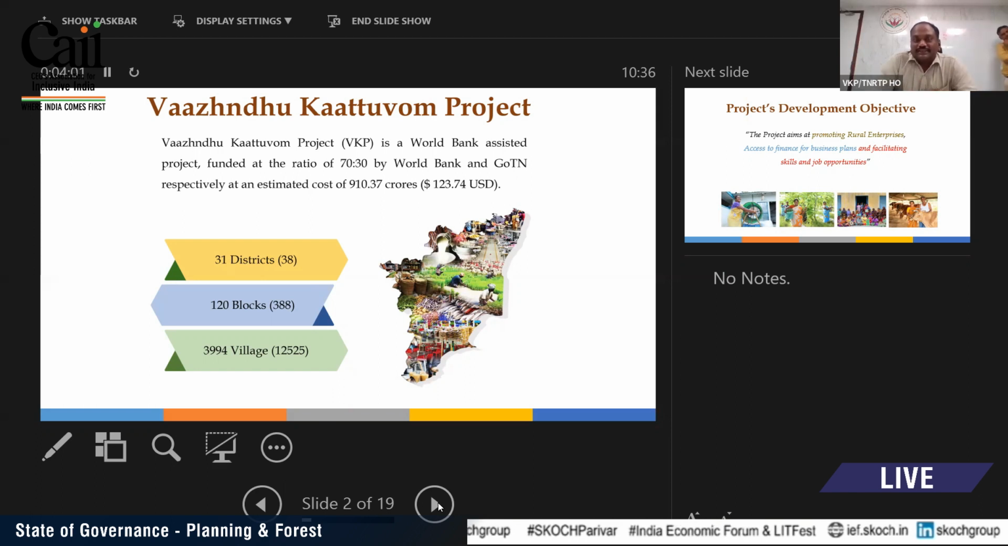So Valanthagattuvam project was erstwhile called the Tamil Nadu Rural Transformation Project. Now it is renamed as Valanthagattuvam project. This project is a Tamil Nadu government's special initiative for self-help groups for entrepreneur making activity. It's funded by World Bank and Tamil Nadu government. The fund sharing is 70-30%, sir. So overall project cost is 910 crores over the period of 6 years. The project area is 31 districts out of 38 districts, 120 blocks out of 388 blocks, and 3,994 villages out of 12,525 villages. So this is the coverage of the project area.